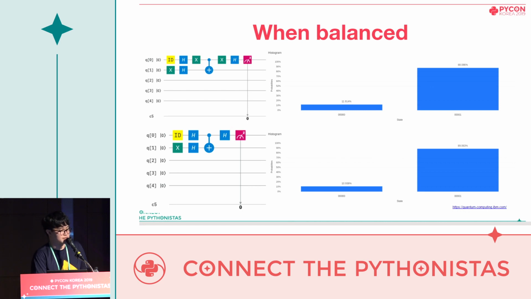This is also Deutsch's algorithm where the function is balanced. The first circuit shows the function f(x) equals to not x, and the second circuit shows when f(x) equals to x. Note that the result has 1 most of the time. The reason for that 10% that you can see in the graph is because of the quantum error, which is also called decoherence.